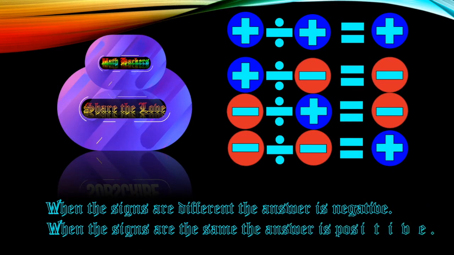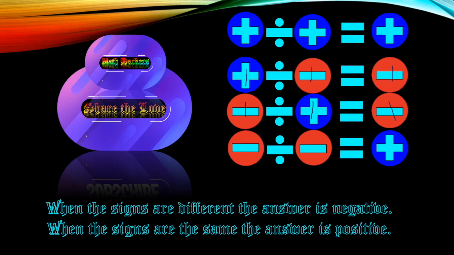And the exact same rules apply to division as multiplication. When the signs are different, the answer is negative, as in plus 1 divided by negative 1 will give you the answer of negative 1. Negative 1 divided by plus 1 will equal negative 1.